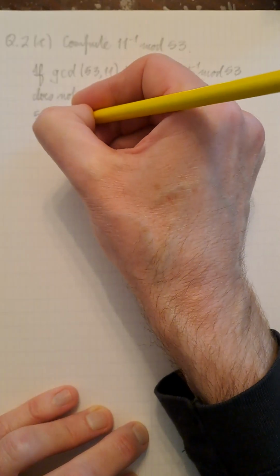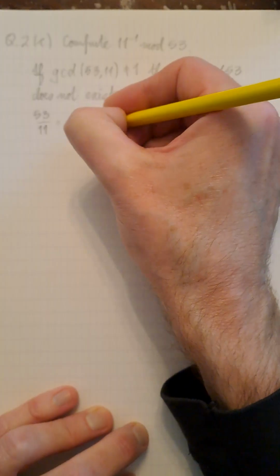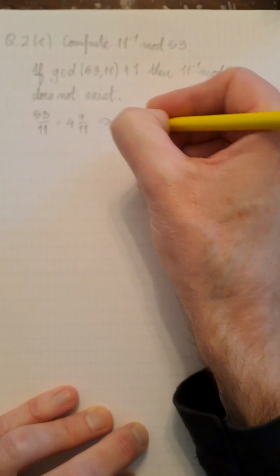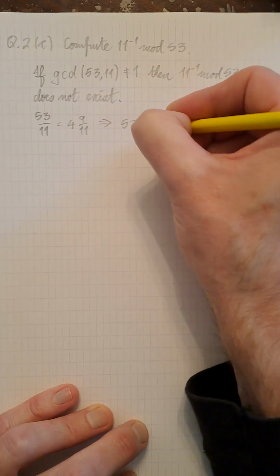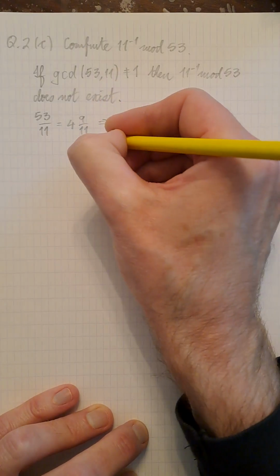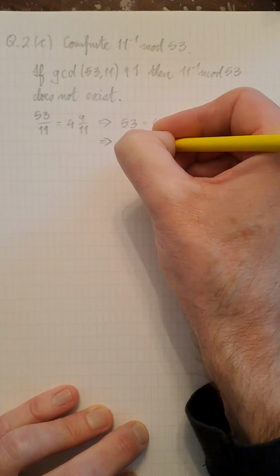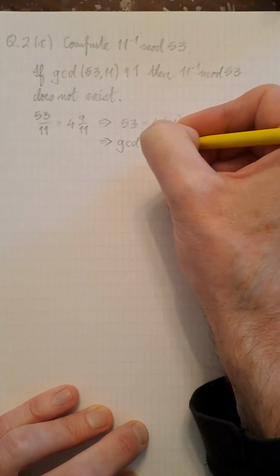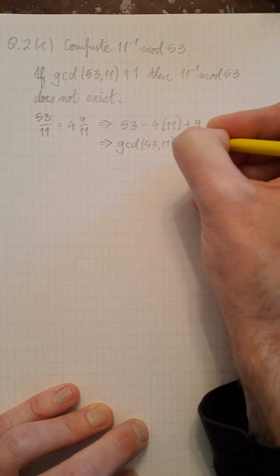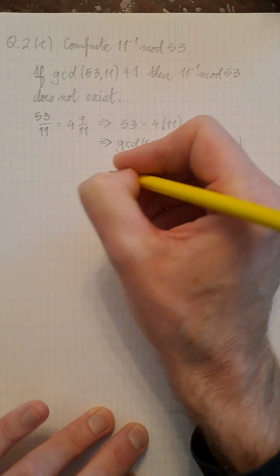53 divided by 11 is 4 and 9/11ths. That means that 53 is equal to 4 multiplied by 11 plus 9, which means that the greatest common divisor of 53 and 11 is equal to the greatest common divisor of 11 and 9.